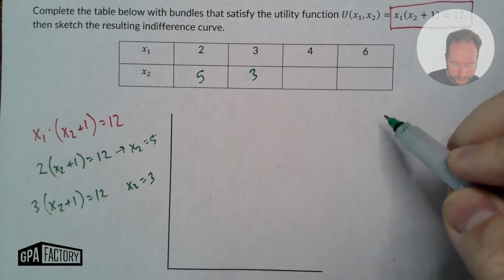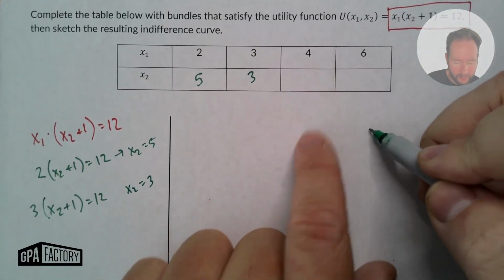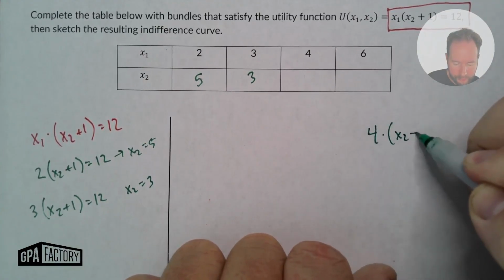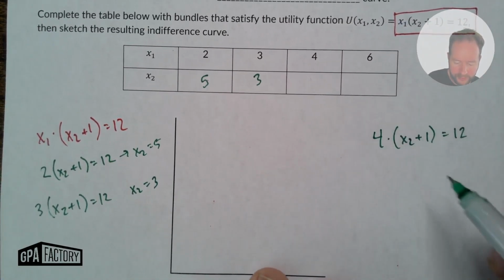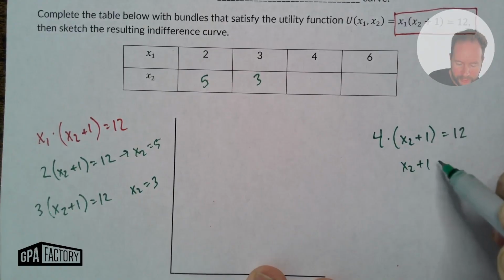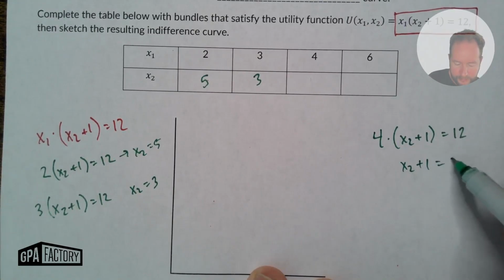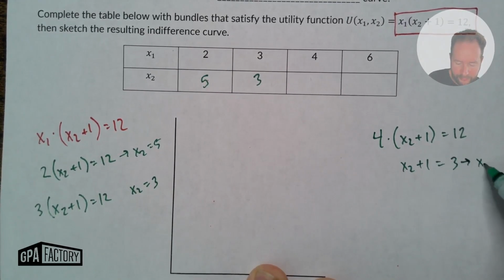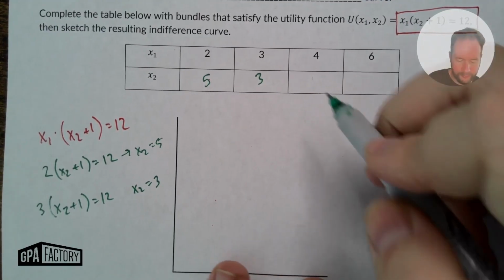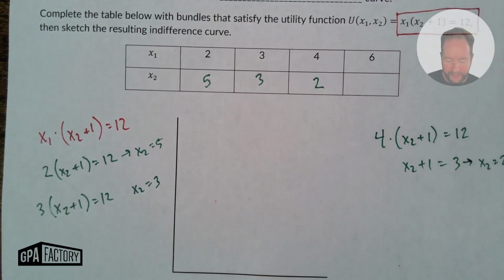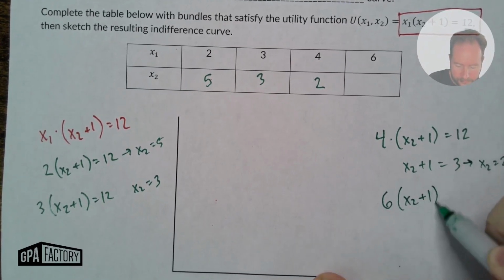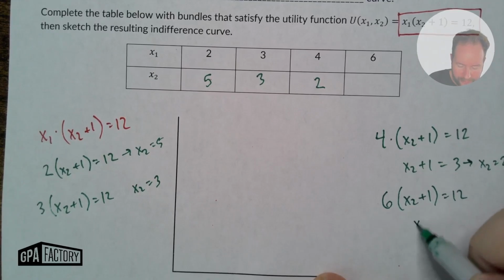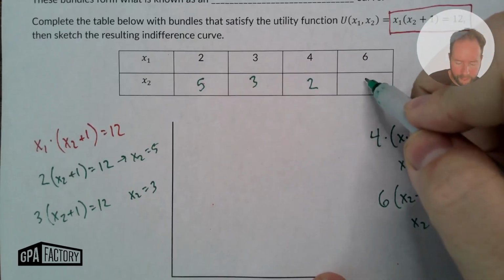Let's do this over here. I'm going to plug in 4 now. 4 times (x2 plus 1). Again, we're still setting it equal to 12. And solving for x2, dividing both sides by 4 gives me x2 plus 1 equals 3, which then tells me that x2 is equal to 2. We've got this bundle. And lastly, when x1 is equal to 6, I end up with x2 equaling 1. So we've got these bundles.